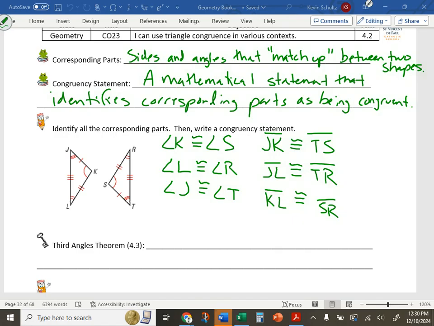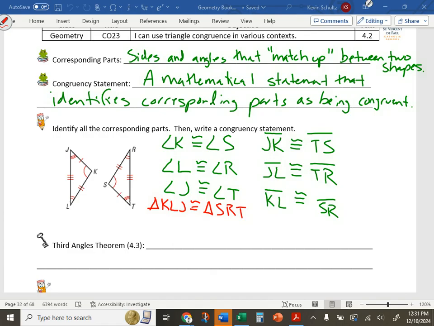Now when it comes time for the congruency statements, you can go in any order as long as you keep it consistent between the 2 triangles. For example, one possible congruency statement might be triangle KLJ is congruent to triangle, and because I went from my single arc to my double to my triple, I have to do the same thing here. Single, double, triple. SRT would be the correct order. Triangle KLJ is congruent to triangle SRT. And that order matters because I went from single, double, triple, single, double, triple.